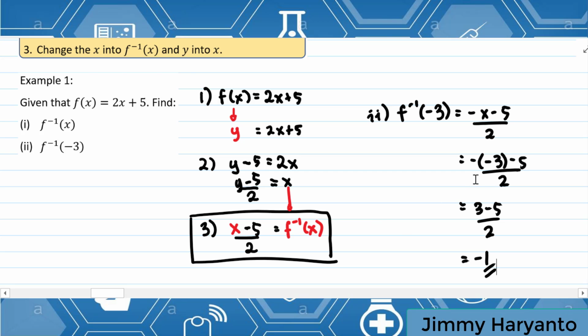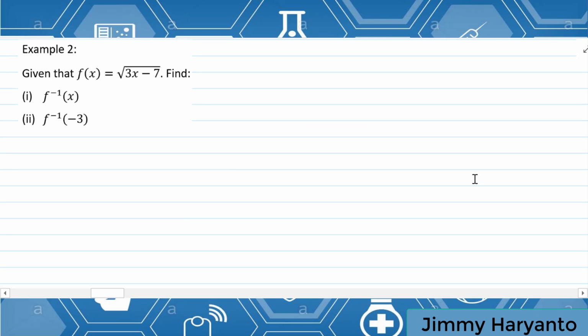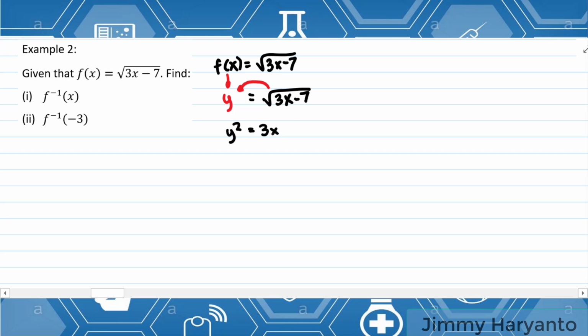There you go. Next, the second one, f(x) equals square root of 3x minus 7. First I will rewrite the question, square root of 3x minus 7. Then the second step, change the f(x) into y equals square root of 3x minus 7, and then move the square root to the left side. It will become y squared equals 3x minus 7, and then y squared plus 7 equals 3x, and then x equals (y squared plus 7) over 3.